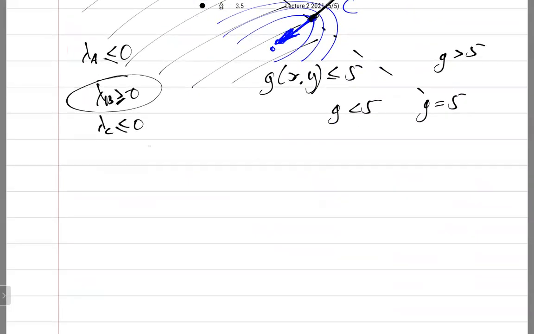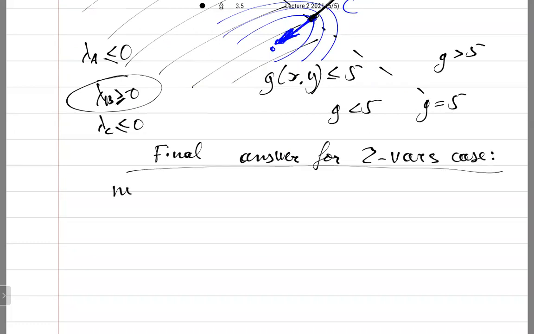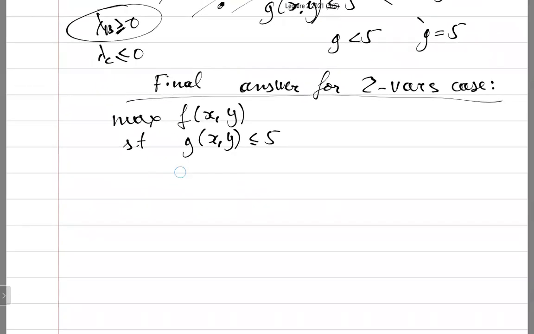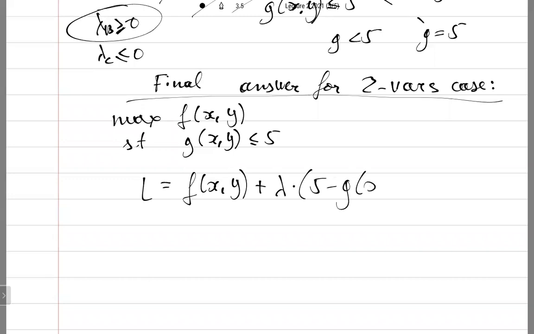And so our final answer for the two variables case is the following. We need to maximize f of x and y subject to g of x and y less than 5. And we introduce the Lagrangian function: f of x and y plus lambda times 5 minus g of x, y.